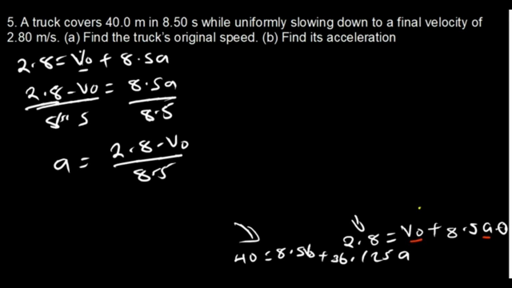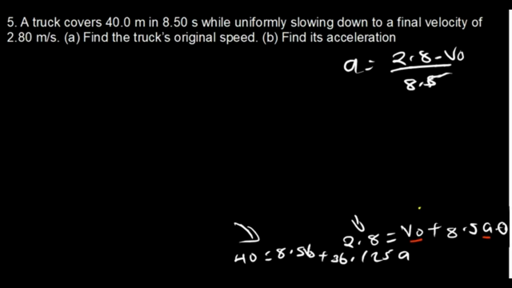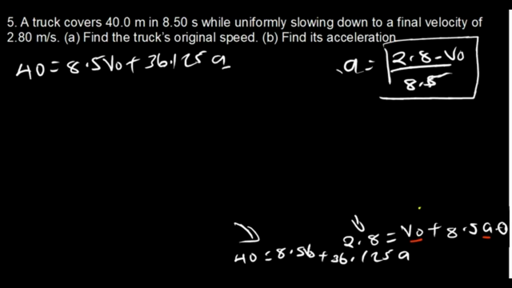Okay, so now we're saying acceleration is going to be equal to 2.8 minus v initial, and we divide everything by 8.5. Now I can just get rid of this. We're going to use the second equation. The second equation is 40 has to be equal to 8.5 times v initial plus 36.125 times acceleration. So where there is a, we are going to replace this equation.